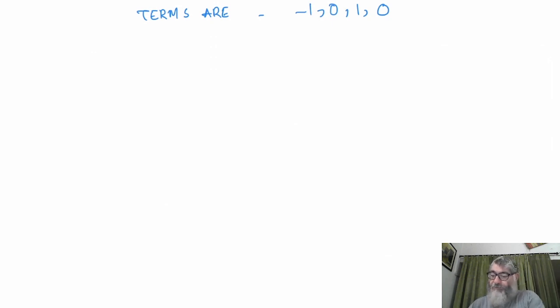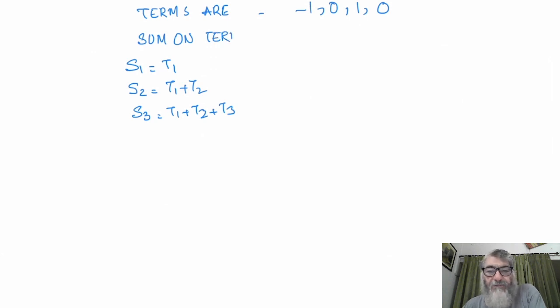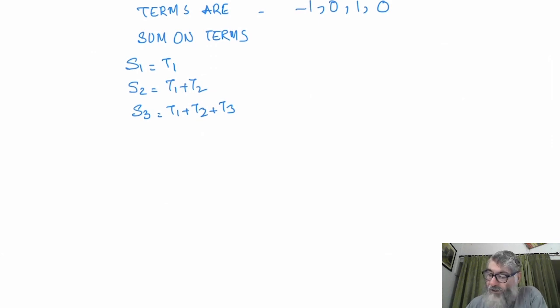For example, the sum of the first term, S1, will be T1. T1 is the first term. Sum of two terms will be what? S2 is T1 plus T2. Similarly, S3 will be T1 plus T2 plus T3. This is the sum of terms. The sum of the first term will be the first term itself. S2 will be first term plus second term. S3 will be first plus second plus third. S4 will be four terms added together as T1 plus T2 plus T3 plus T4.